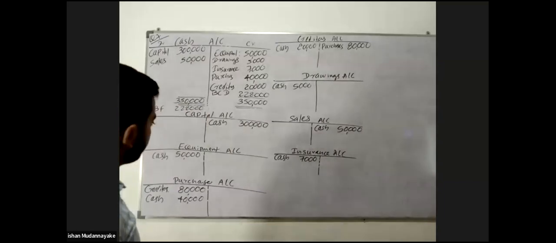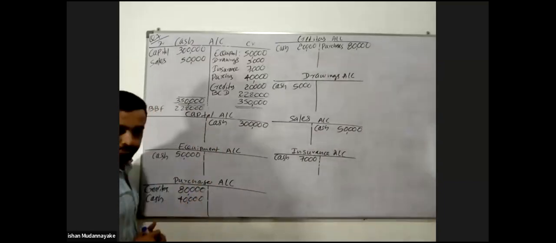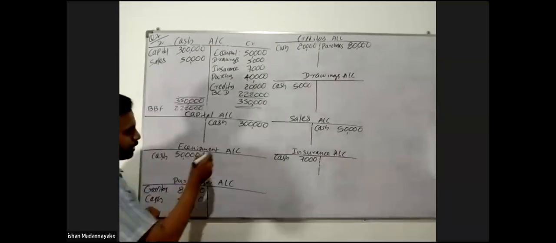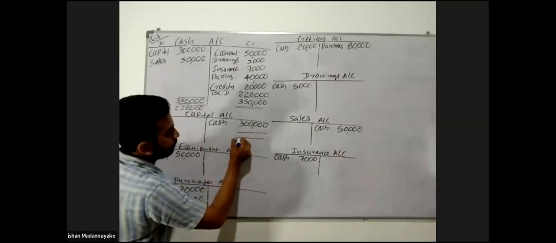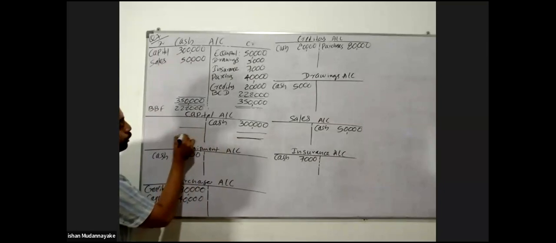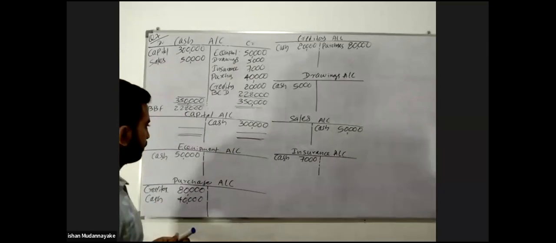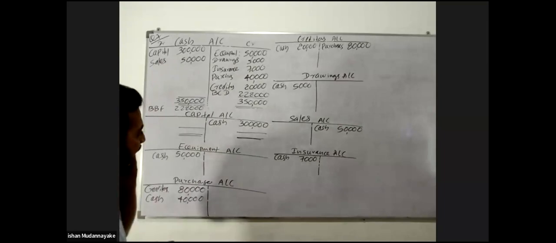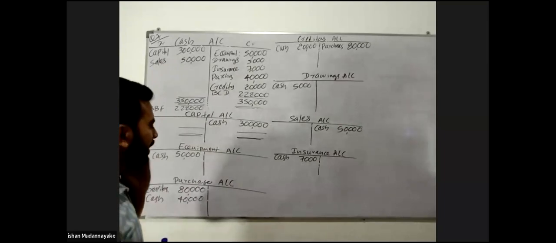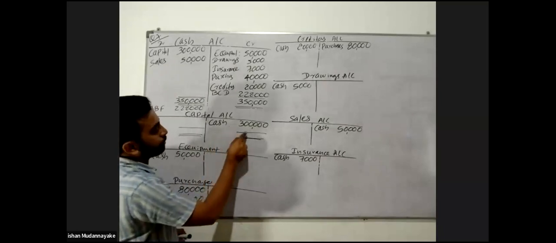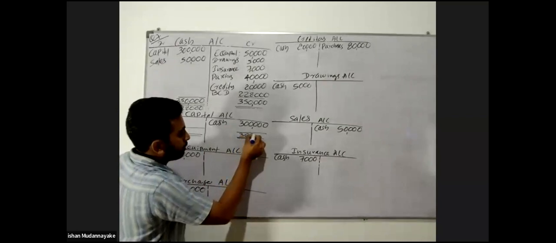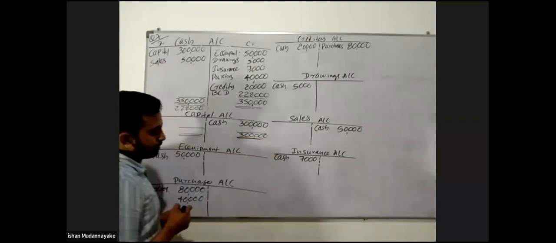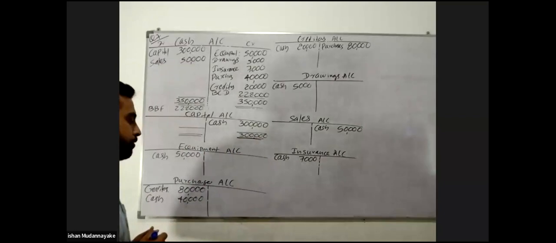All right. Then, how to balance the capital account? In balancing the capital account, you need to leave one line. After leaving one line, you need to draw two parallel lines. And then the higher side of the capital account is the credit side. Then record that amount within these two lines, 300,000.